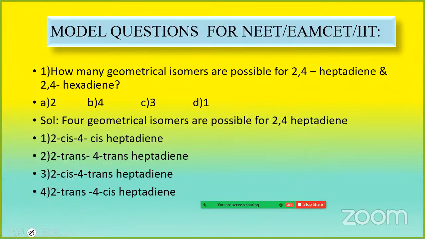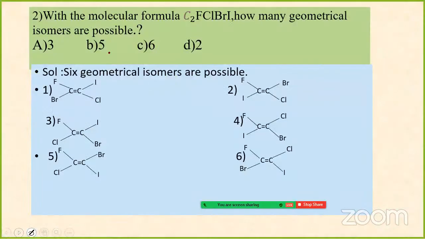Now let us see the next question. With the molecular formula C2 F, Cl, Br, I (fluorine, chlorine, bromine, iodine), how many geometrical isomers are possible? So here the answer will be 6 geometrical isomers. Why? Because here in the molecular formula we have different halogen groups, so we can arrange them in different priority order.